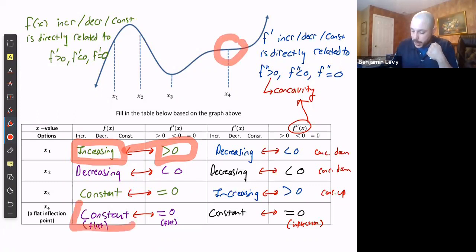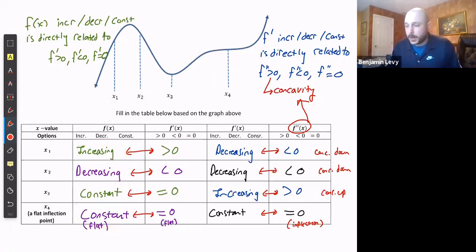That means the function's constant, which means the first derivative is 0. That's the progression for me on the left-hand side of that. You can think about it differently if you want, but that's how I think about it. And then on the right side, I would think about, okay, at x1, is that concave up or down? Okay, that's concave down, so I would get second derivative 0, right?